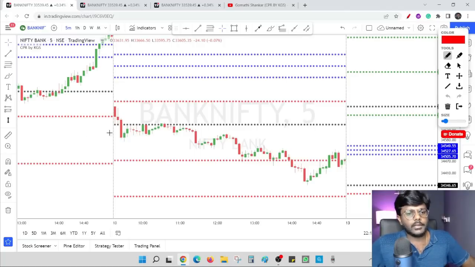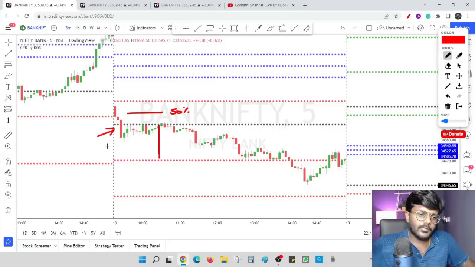On 10th of June, S1 and previous day low is broken. Obviously, you can take a short position, because the prices are below daily, weekly and monthly CPR, and the prices are breaking S1 and previous day low. Strong confirmation of bearishness. Take a short position, place your stop loss at 50% level, and place your target at 50% level. And then if you are ready to wait, then you can exit at S2 level.